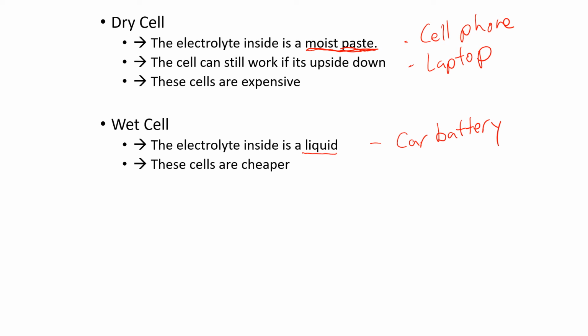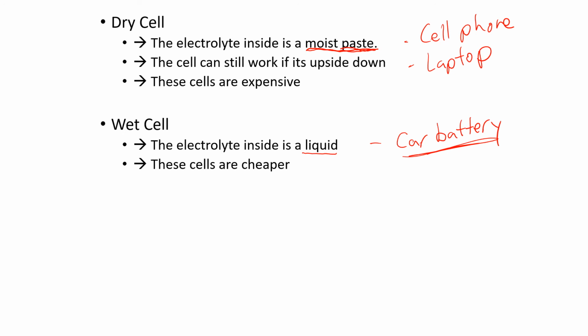Now, wet cells should never be flipped upside down. You could get things like the sulfuric acid leaking out of there. We typically use these in car batteries because the idea is that your car will always stay upright, or relatively upright. If your car is ever upside down, your least worry is that the battery is probably leaking out. You have a lot bigger problems.